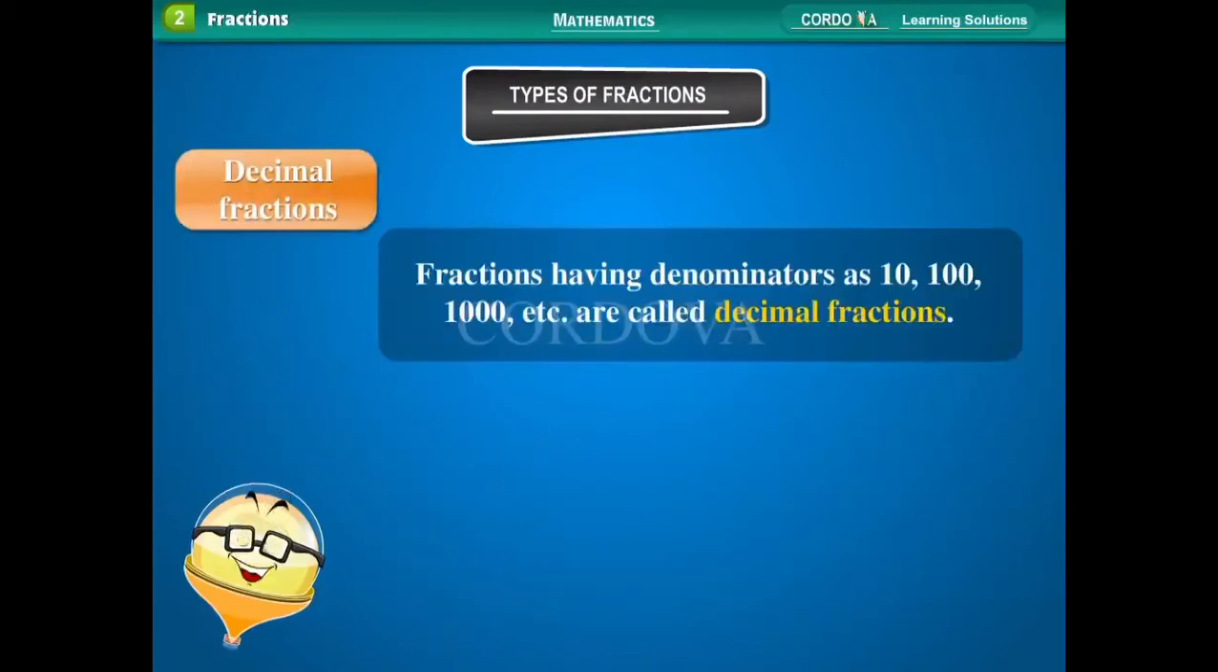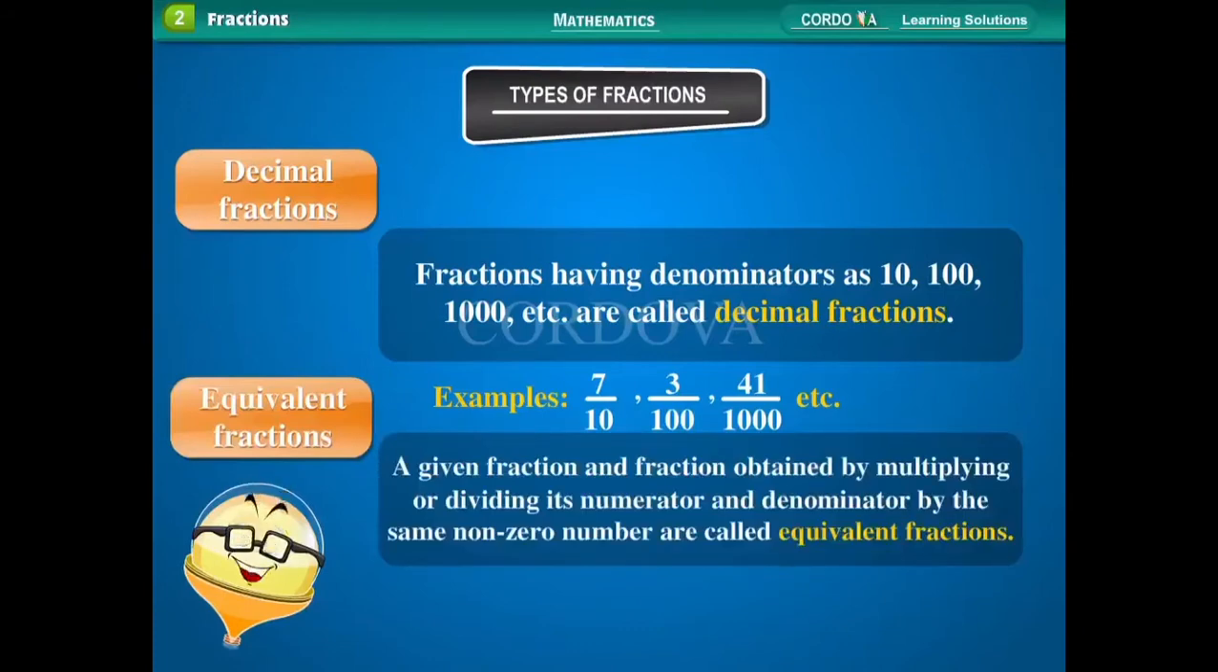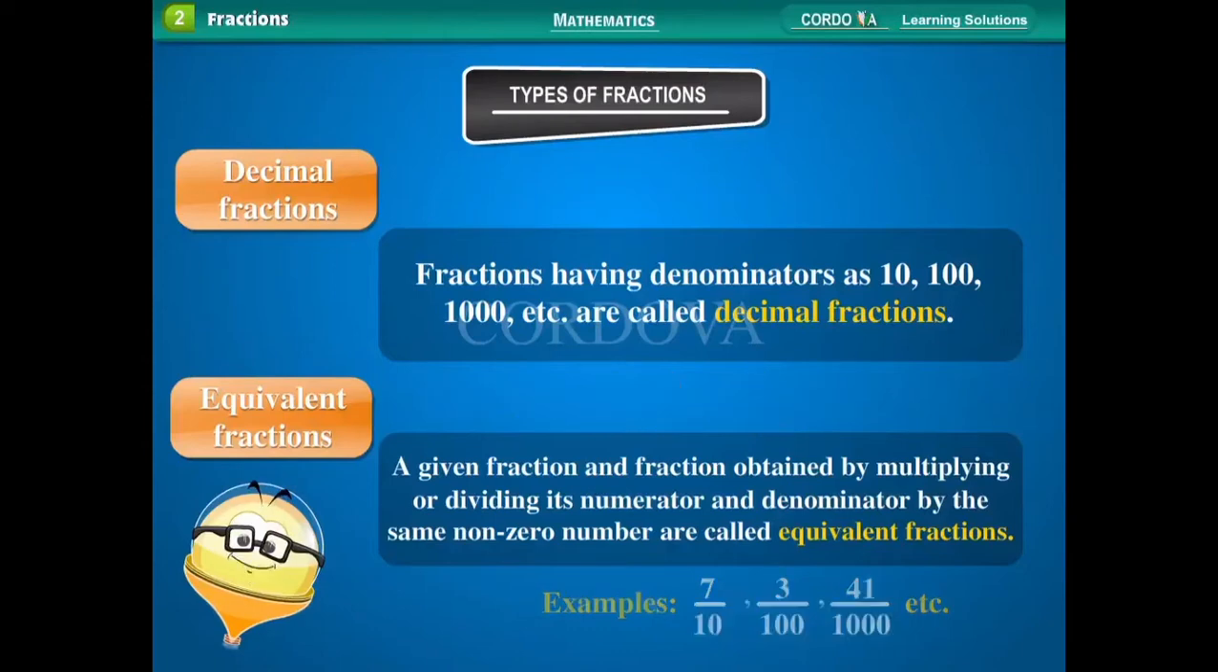Decimal fractions. Fractions having denominators as 10, 100, 1000, etc. are called decimal fractions. Examples: 7 upon 10, 3 upon 100, 41 upon 1000, etc. Equivalent fractions. A given fraction and the fraction obtained by multiplying or dividing its numerator and denominator by the same non-zero number are called equivalent fractions. Examples: 2 upon 3, 4 upon 6, 6 upon 9, 8 upon 12 are equivalent fractions.